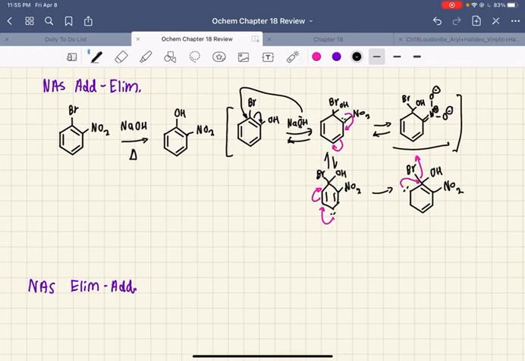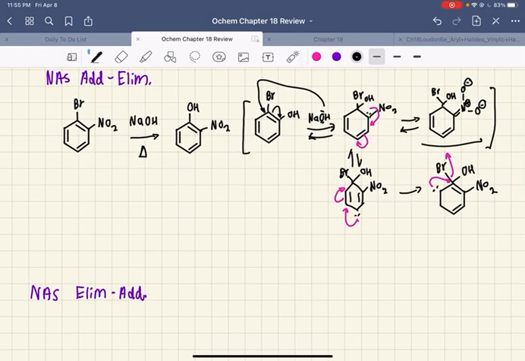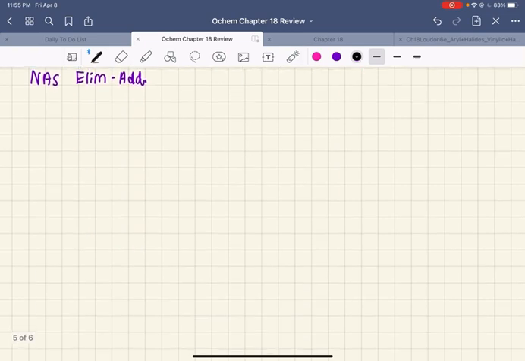It should be mentioned that this requires a very strong base because of the weak acidity of the sp2, sp3, and sp carbon centers. This is elimination-addition. Now for this reaction, a benzyne will be formed as the intermediate. But first, the benzyne needs to be created.